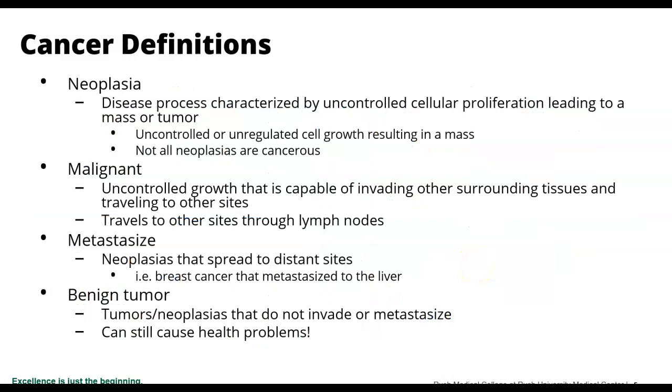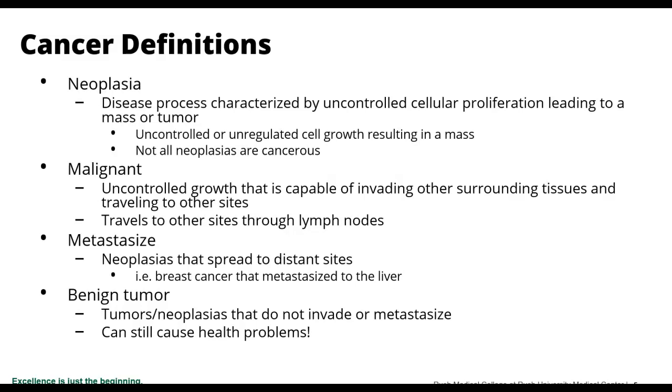So, definitions. A neoplasia is a disease process characterized by uncontrolled cellular proliferation that results in a mass or tumor. Uncontrolled or unregulated cell growth results in a mass. Not all neoplasias are cancerous. Malignant, uncontrolled growth is capable of invading surrounding tissues. Travels to other sites through lymph nodes.